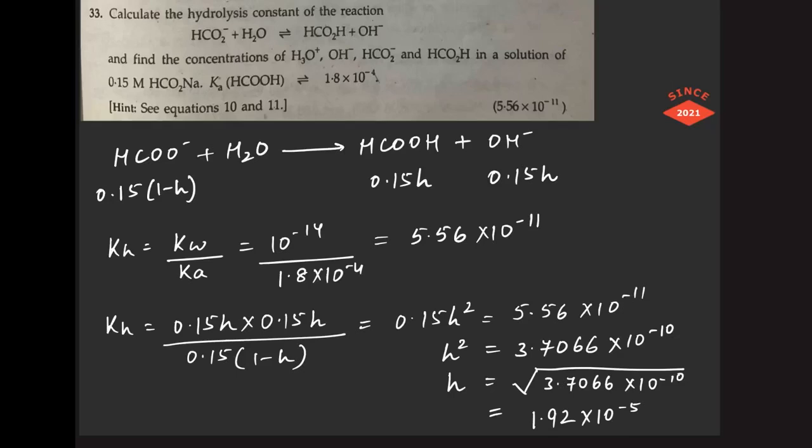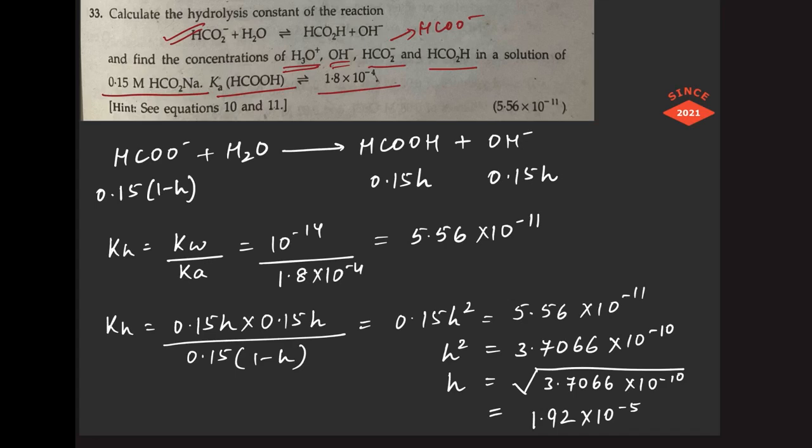Calculate the hydrolysis constant of the reaction. This is the reaction given. And find the concentration of H3O plus, meaning H plus ion, OH minus ion, HCO2 minus, meaning HCO minus ion, and HCOOH in a solution of 0.15 M HCOONa. Ka for formic acid is equal to 1.8 into 10 to the power minus 4.